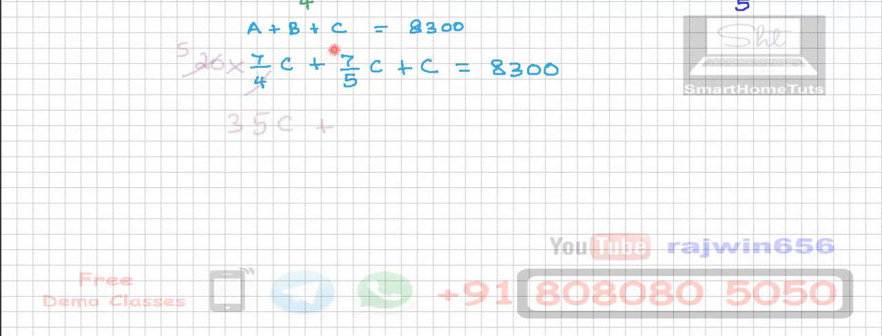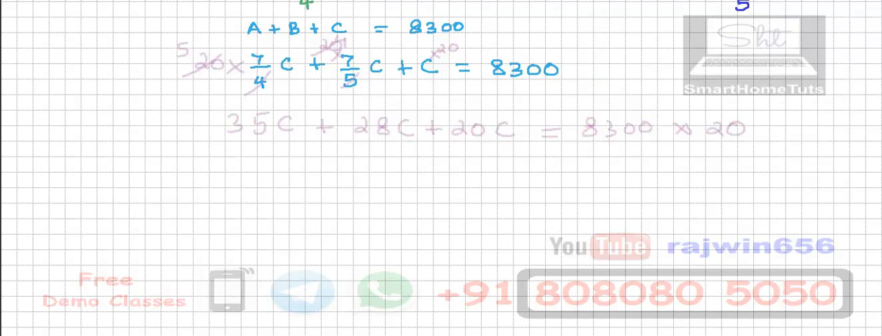Plus this is also multiplied by 20. So 5 4s are 4 multiplied by 7 is 28. So 28C. Plus this also will be multiplied by 20. So this is going to become 20C. This is equal to, this also I'm going to multiply by 20. So this is 5300 multiplied by 20. Just add up all of these things.